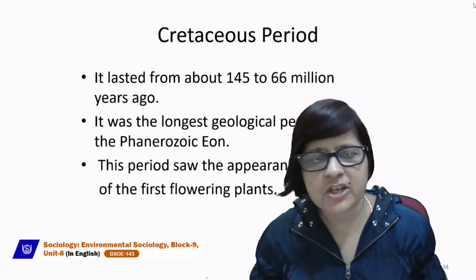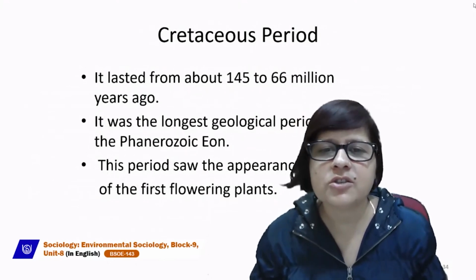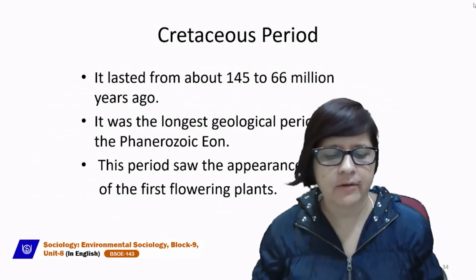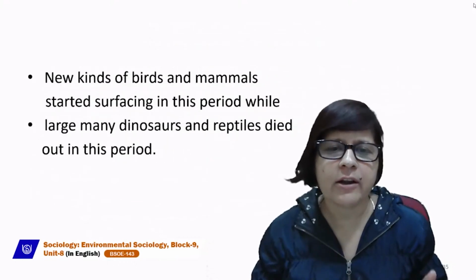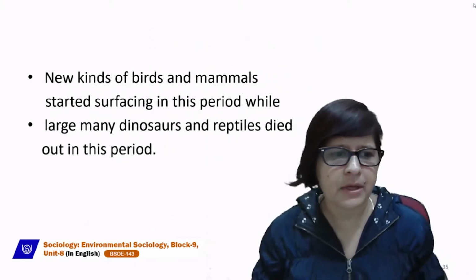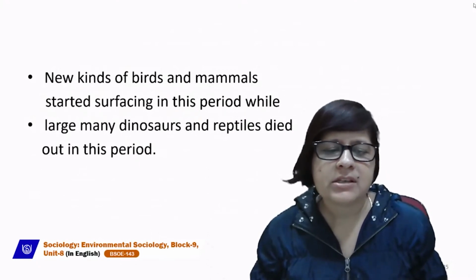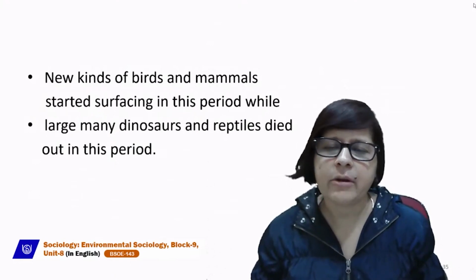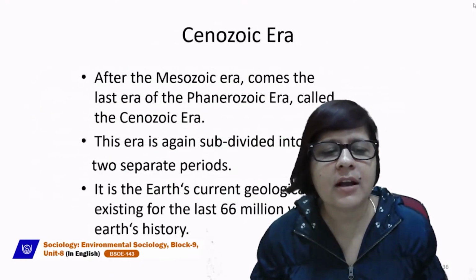Then the Cretaceous period. The Cretaceous period is the longest geological period of the Phanerozoic eon, and the flowering plants started appearing during this period. New kinds of birds and mammals started surfacing, and the dinosaurs and reptiles died out during this period. Then the Cenozoic era comes.